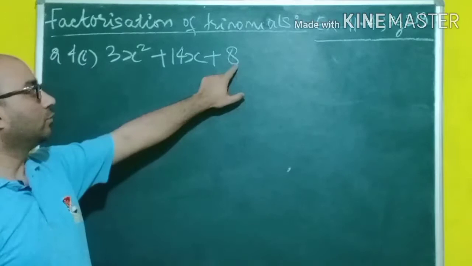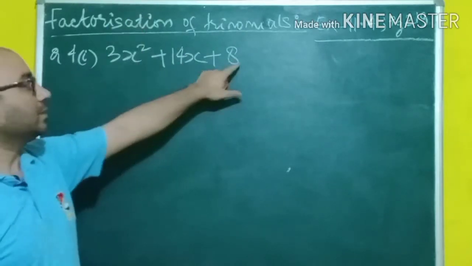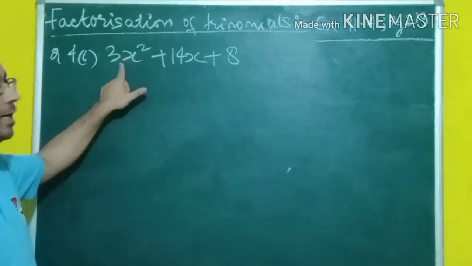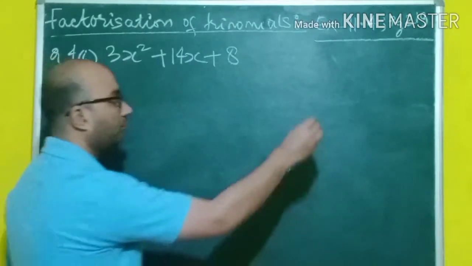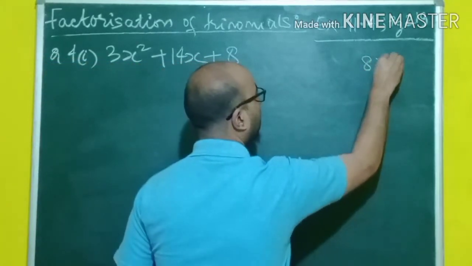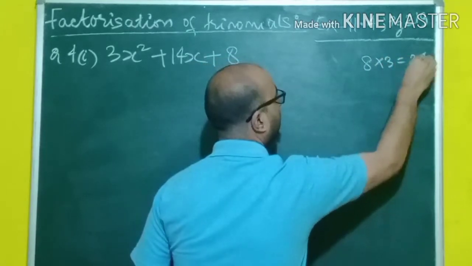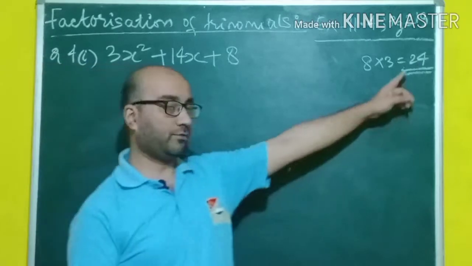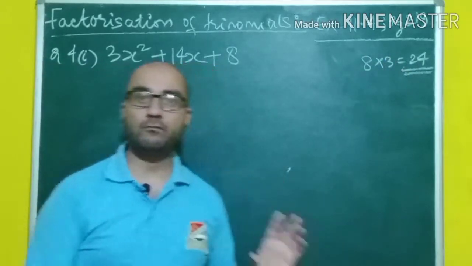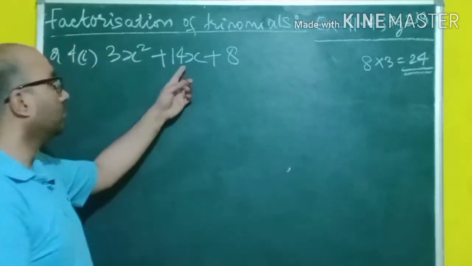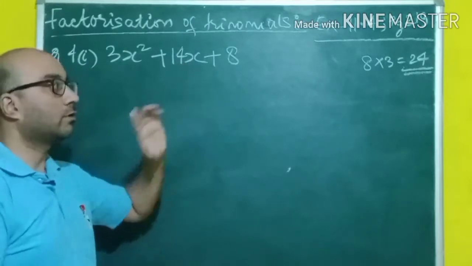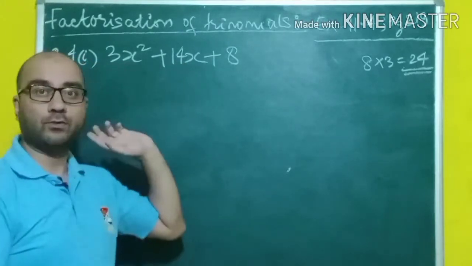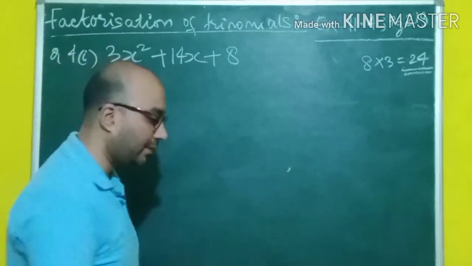Okay, the next step, what you do, you multiply the 8, the last number, with the coefficient of x square. Here we have the coefficient of x square as 3. So let us multiply. So if you multiply, what do you get? 8 into 3 is equal to 24. So 24 is our number. Now you need to factorize 24 in such a way so that whatever factors you get, those factors should add up to 14x, or by taking the difference of both the factors, it should come as 14x. Okay, so let us factorize 24.